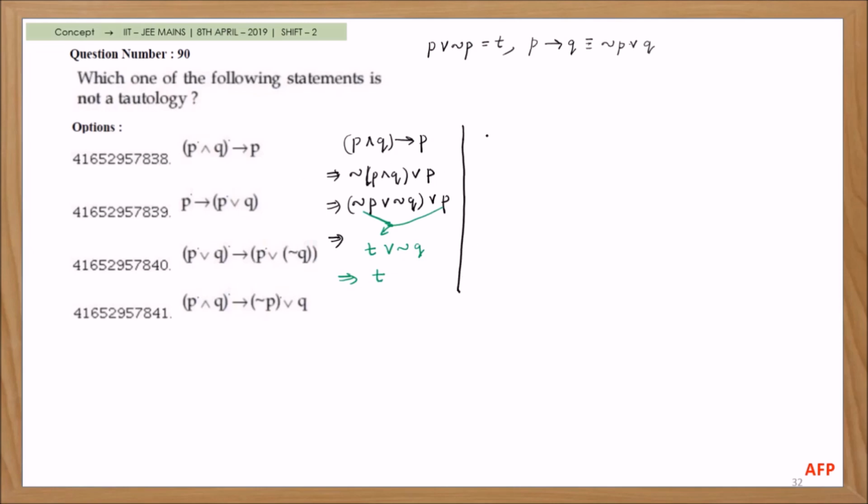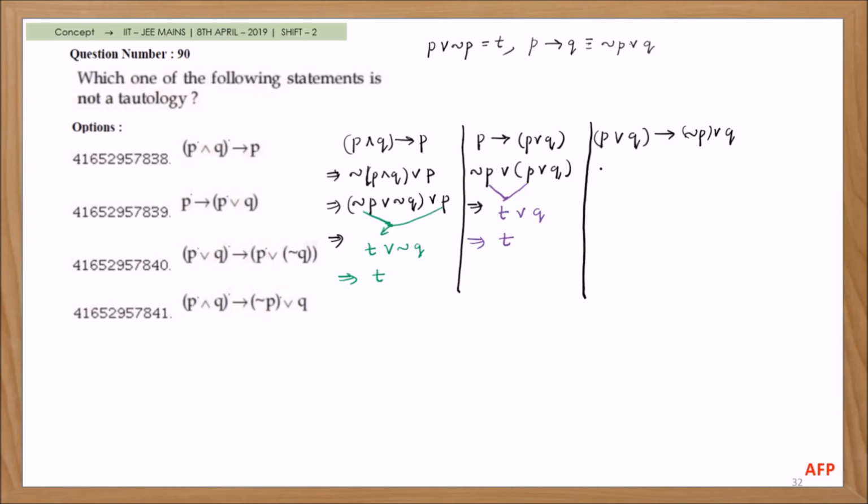The second one we will take is P implies P or Q. Again we will use this algebraic concept. Negation of P or P or Q we are having. Again we will use these two concepts. From these two we can write tautology or Q. Tautology or any statement will always be a tautology. So next statement we will take.